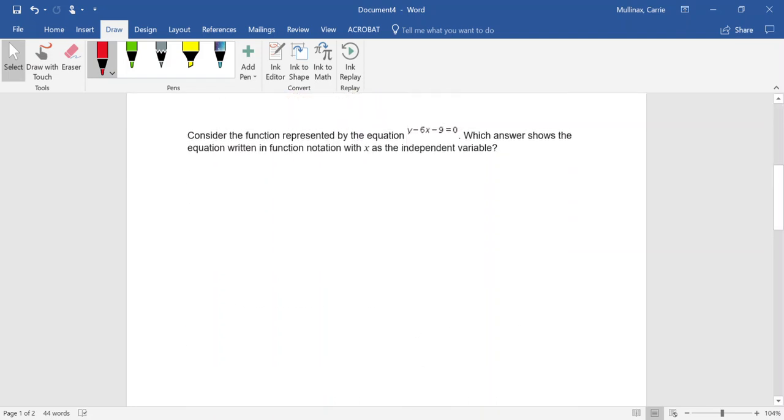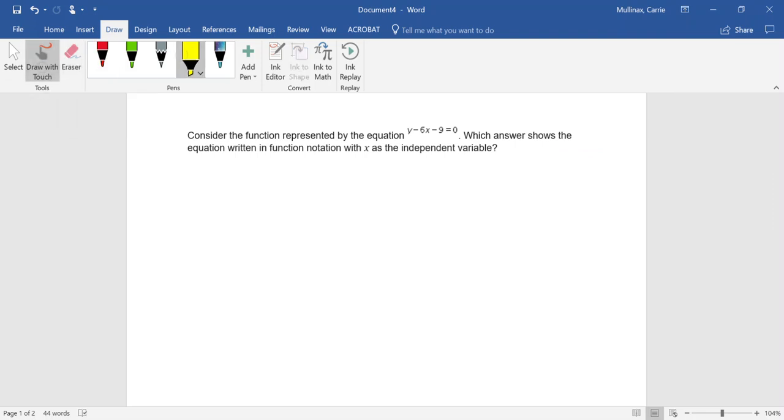Let's look at another example. Consider the function represented by this equation. Which answer shows the equation written in function notation with x as the independent variable? We always use the x as the independent variable unless we're using something else to represent x and y, like distance versus time, distance over time. Distance depends on how much time you've been traveling, so time would be the independent variable, distance would be the dependent variable. So we can use different variables, but what we use for x is still the independent variable.